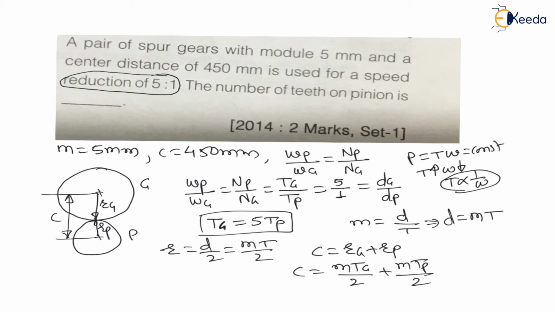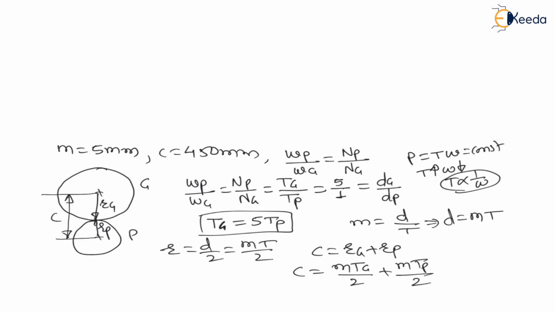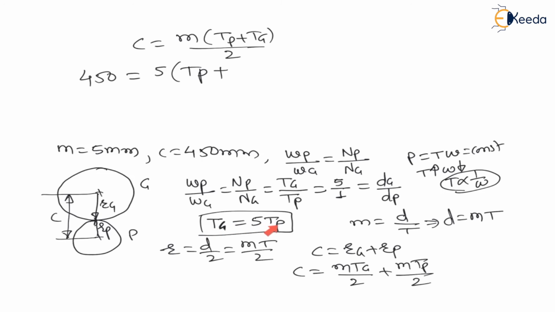Now with the help of this formula we are going to solve this question. Therefore we can say center distance is equal to m (tp plus tg) divided by 2. Put all the values. Therefore center distance is given 450 mm is equal to, module is given 5, number of teeth on pinion is not given, and number of teeth on gear, that relation we know that number of teeth on gear is equal to 5 times number of teeth on pinion. Therefore we can say plus 5 tp divided by 2.